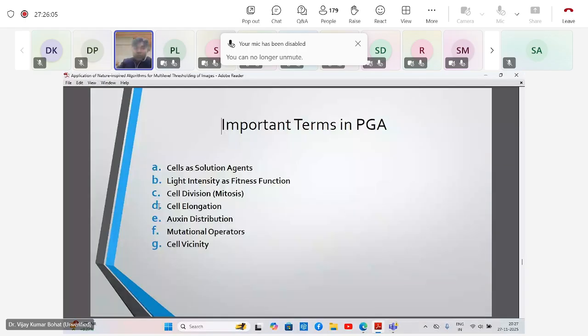Now these are the important terms in this particular field. We all know what cells are. In the human body, we have cells. In plants, they have cells. Cells are the basic building blocks of nature, we can say, of every biological species. Cells are the building blocks of that particular species. So everybody has cells, and cells are very much useful in terms of growth.